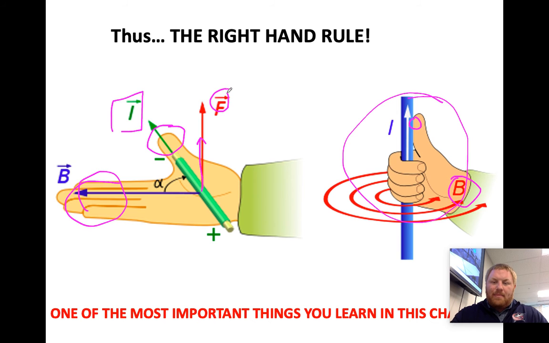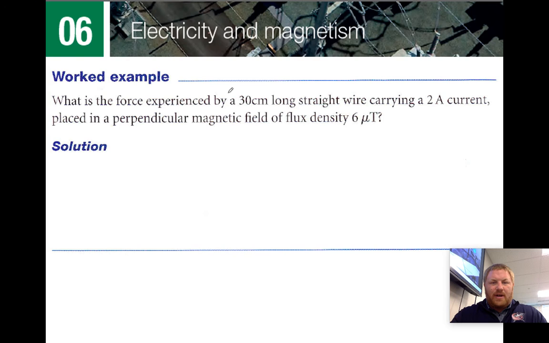Now, some people like to point their finger, like thumb for current. These three fingers are the magnetic field, and some people like to do, it's hard to show here, this finger as the force, because now we see that it's pointing kind of off of our palm. Okay, and we'll work on this in class.